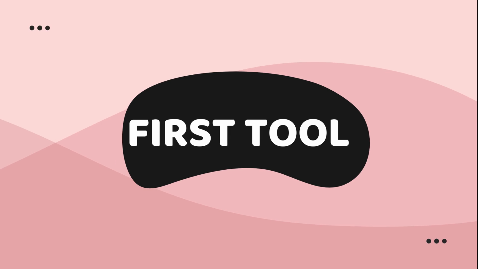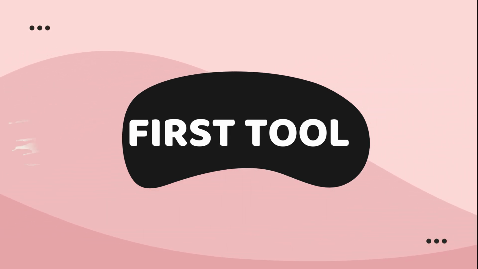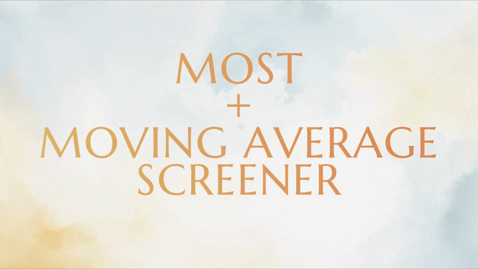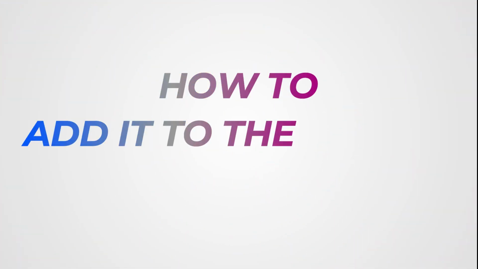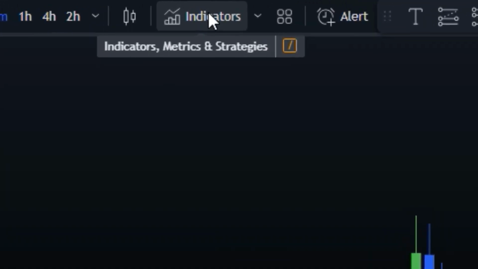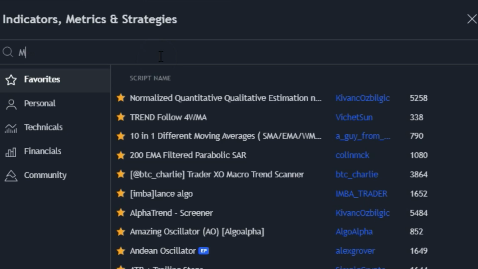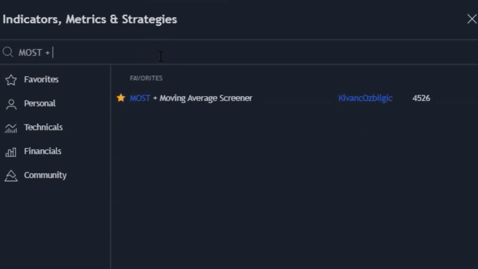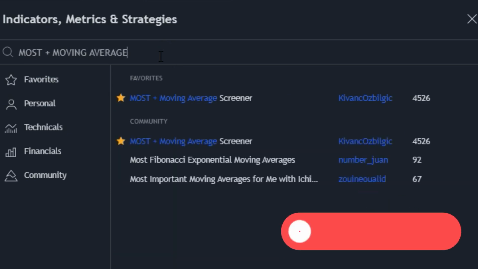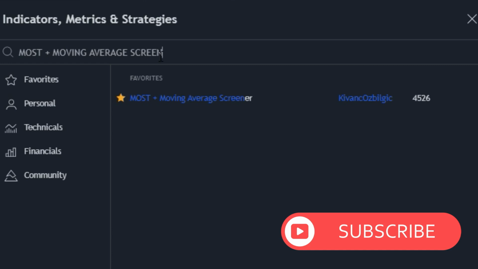Our first indicator in this strategy is the MOST plus moving average screener, a powerful tool that combines the power of moving average with a screener to identify optimal entry and exit points. To add the MOST plus moving average screener to your chart on TradingView, follow these simple steps. Locate and click on the indicators button on the chart's toolbar, and in the indicators window, use the search bar to find the MOST plus moving average screener indicator. Once you find it, click on the indicator to apply it to your chart.